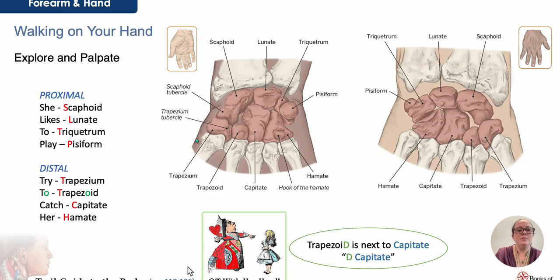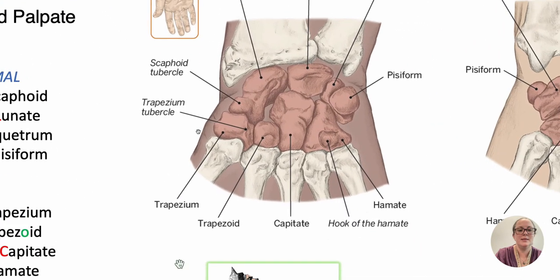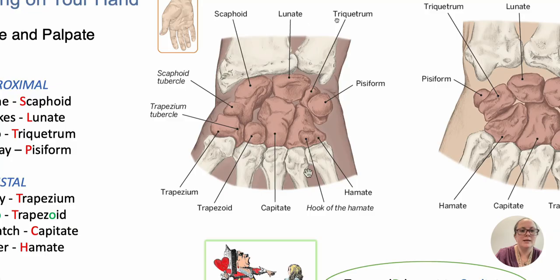So she likes to play, top, bottom. So you're not going to continue in a clockwise pattern. You're going to go straight back to the opposite side. So she likes to play, try, trapezium, to, trapezoid, catch, capitate, her, hamate.